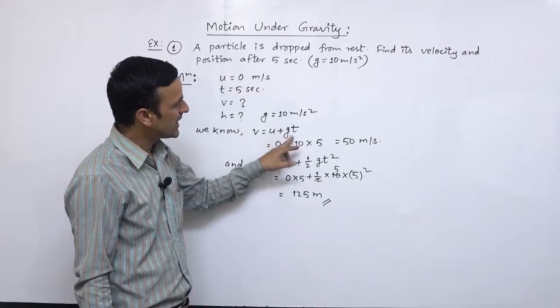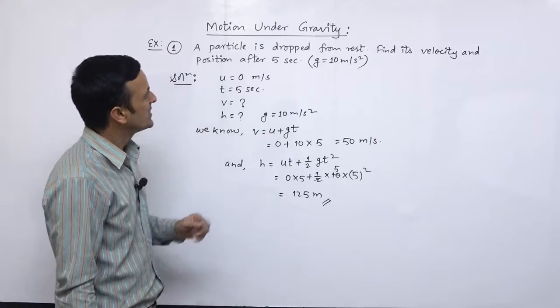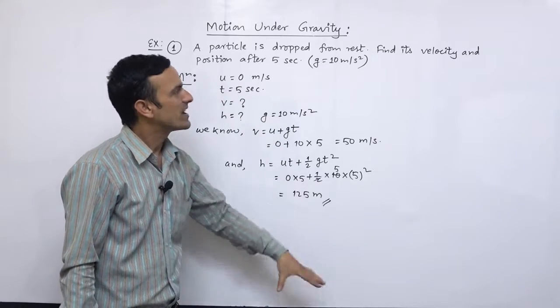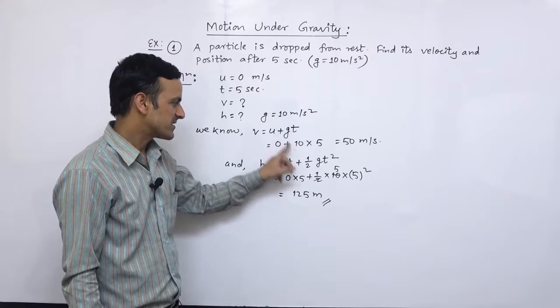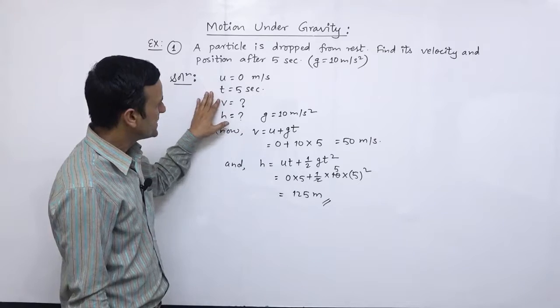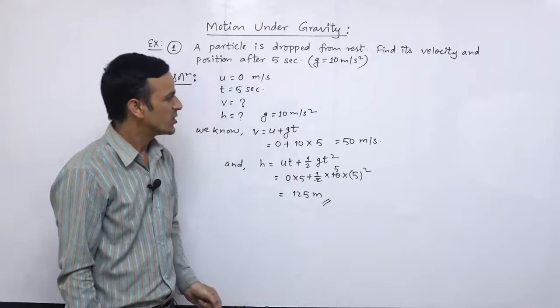So this is the formula or equation of motion under gravity. If the body is falling towards the earth, then we can use the plus sign, and v is equal to this formula and h is equal to this formula. So hence we get the required solution.